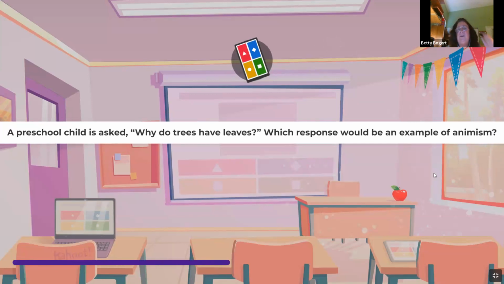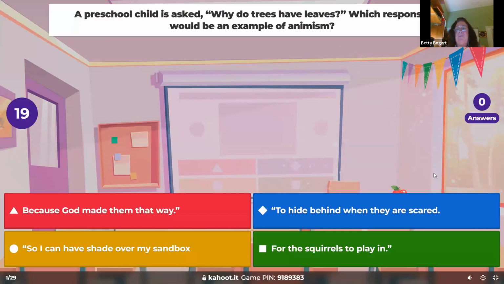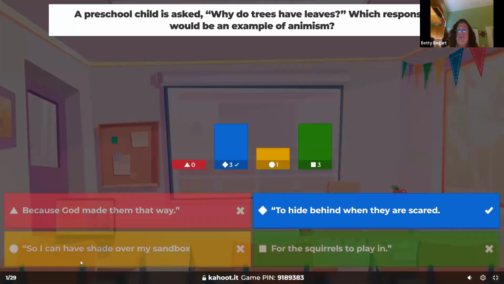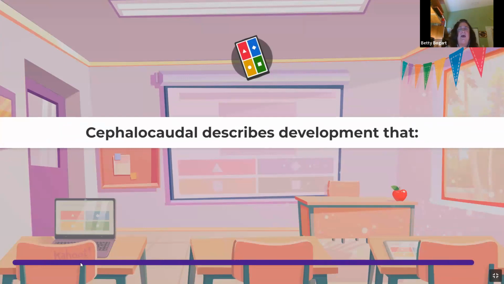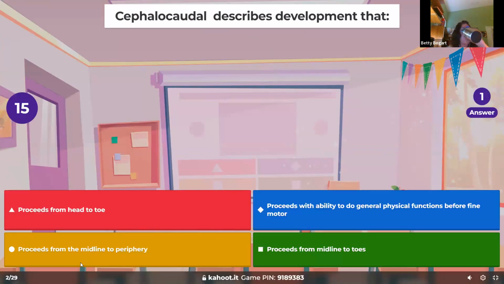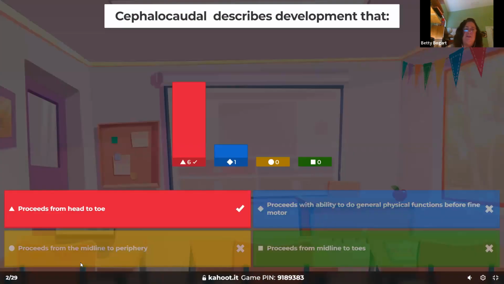A preschool child is asked, why do trees have leaves? Which response would be an example of animism? It's like the broom becomes the horsey, right? So which one here makes sense? So the tree has become alive. And it's to hide behind when they're scared. It's the tree that they're worried about, okay? Not about you, it's the tree. They hide behind their leaves. Cephalocaudal describes development that, y'all did really well with this question. Cephalo is head, right? So when you look at that question, you know, head comes before feet. And that's the answer, proceeds from head to toe. Great.